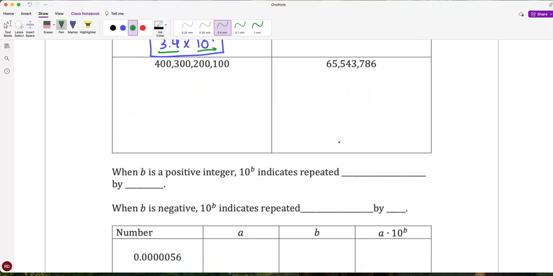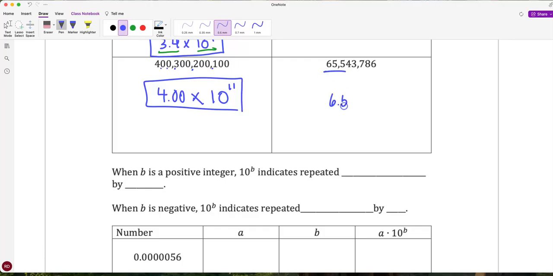So if you move it 7 to the left, then moving it 7 to the right keeps the number the same. If I look at this one, a number between 1 and 10, 4.00. In order to get that, the decimal has to move 11 places. So if I made it smaller by 11 places, then this would get me back to the original number. Number between 1 and 10, 6.55. In order to make that smaller number, the decimal had to move 7 places. So times 10 to the 7th.